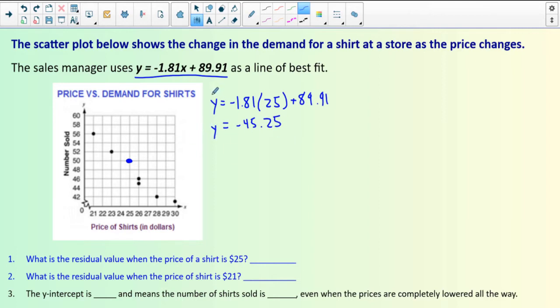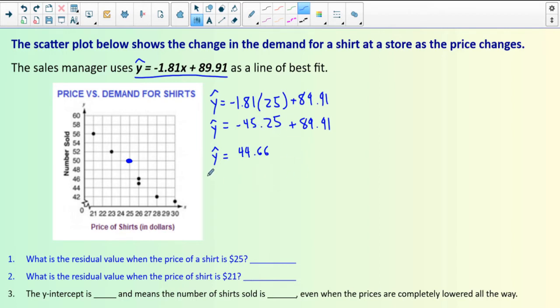You might also see y hat, with an accent on top. It means the same thing. It's still y equals mx plus b, but statistically we use y hat for regression. Bring down the 89.91, and then we're just adding these together. So y is going to equal 44.66. And again, we could use the y hat too. It really doesn't make any difference. It's just splitting hairs, but you might see it either way.